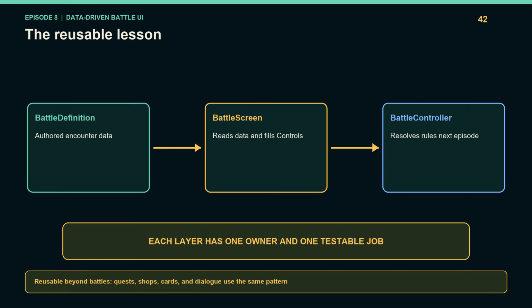Put authored content in custom resources. Load content through one catalog. Let a presentation scene receive validated data and emit signals. Keep durable state in its owner. Keep game rules in a separate controller. This structure scales beyond battles because it prevents interface code, content lookup, and rule decisions from collapsing into one script.